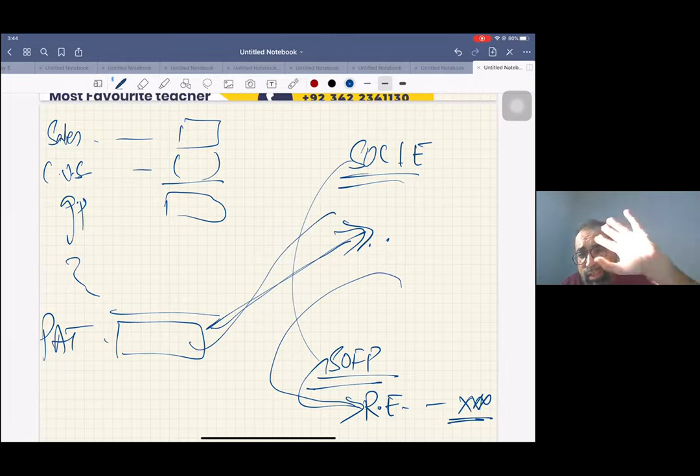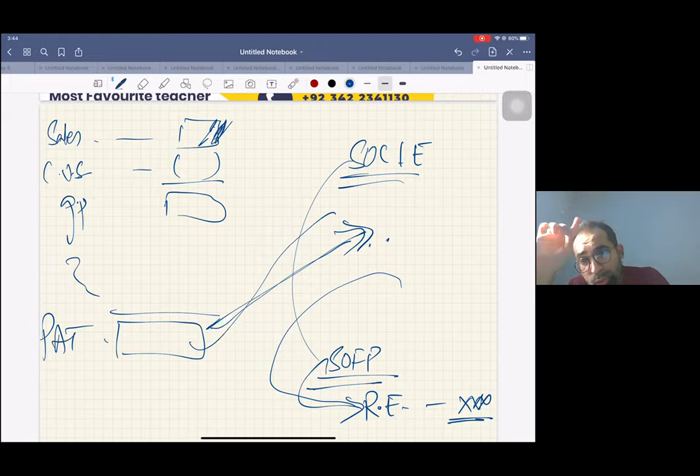Now, four or five years back, when there were no CBE papers, when there were no CBE sessions, there was only paper and pen. Look at here. Let's just think, you have solved a question, and after solving the whole question, you came to know that there is a mistake in the sales figure.